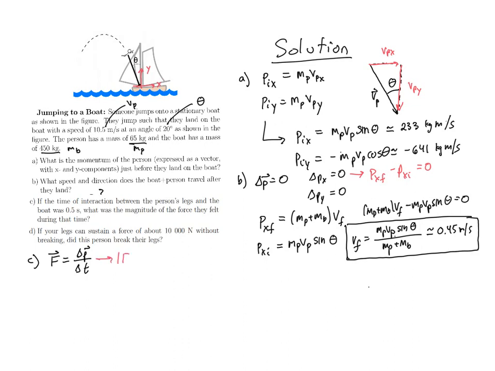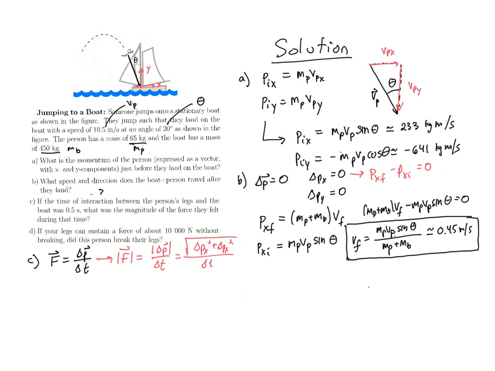Well, that we can write in the following way. We can write the magnitude of the force will simply be the magnitude of the change in momentum divided by the change in time. And the magnitude of the change in momentum, we can write that using the Pythagorean theorem. So that's just going to be the square root of delta px squared plus delta py squared, over delta t.